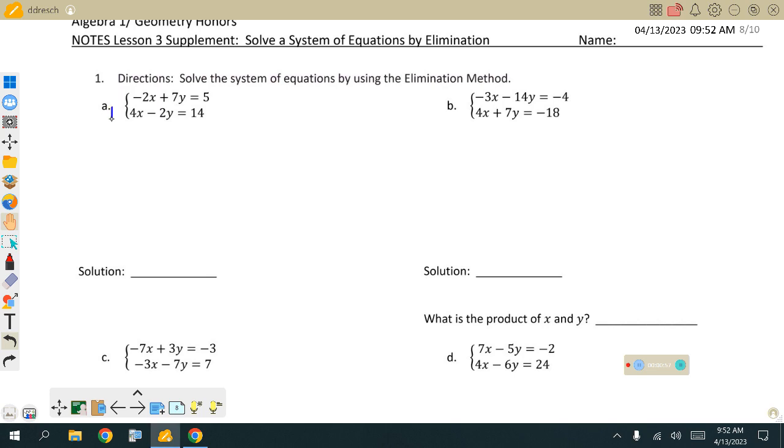What we want to do then is, linear combination says, hey, go straight down. Linear combination says, add the x's together. Do the x's eliminate? What's negative 2 plus 4? Do those eliminate? No. Go straight down. Do the y's eliminate? What's 7 minus 2? Do those eliminate? No. So that sucks. So we can't quite eliminate just yet.